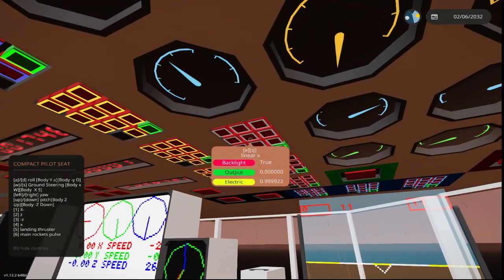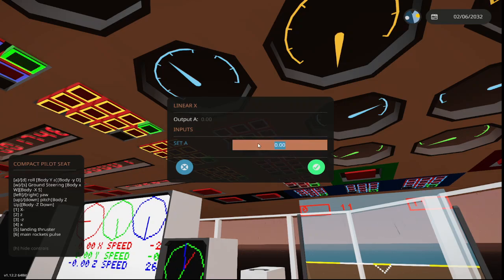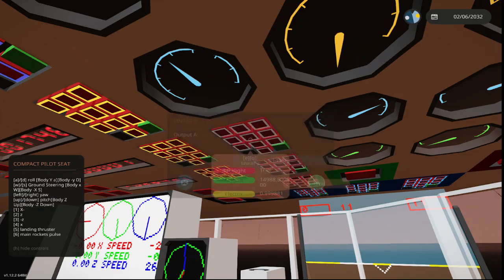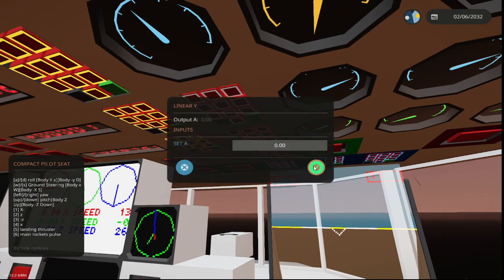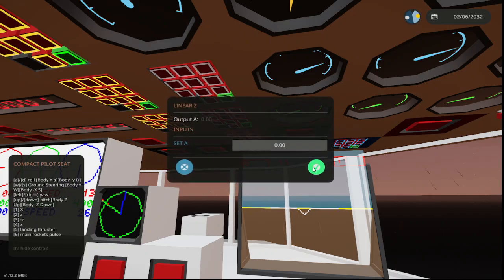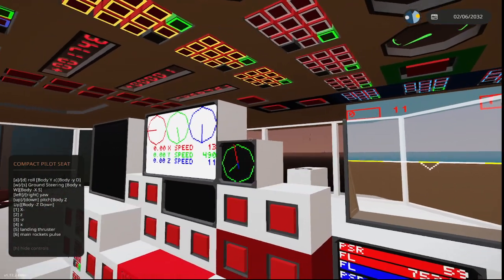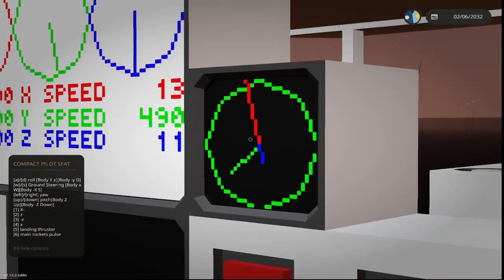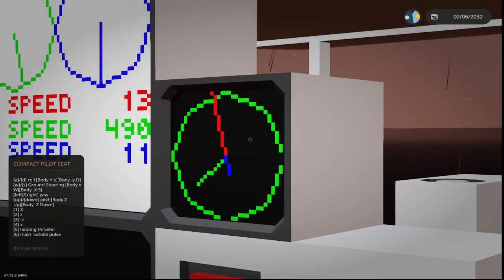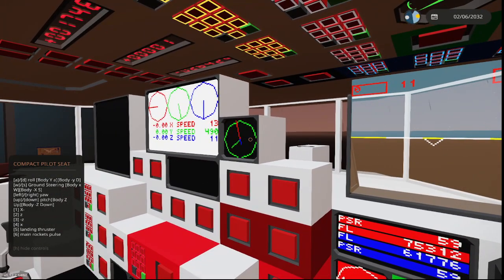Excellent. So we're going to add our linear X. We then need our linear Y. And then we need our linear Z. And of course, this is all in meters. All right, and that's our compass. That is our X, that is our Y angle, and that is our Z angle. And it's pretty much that simple.